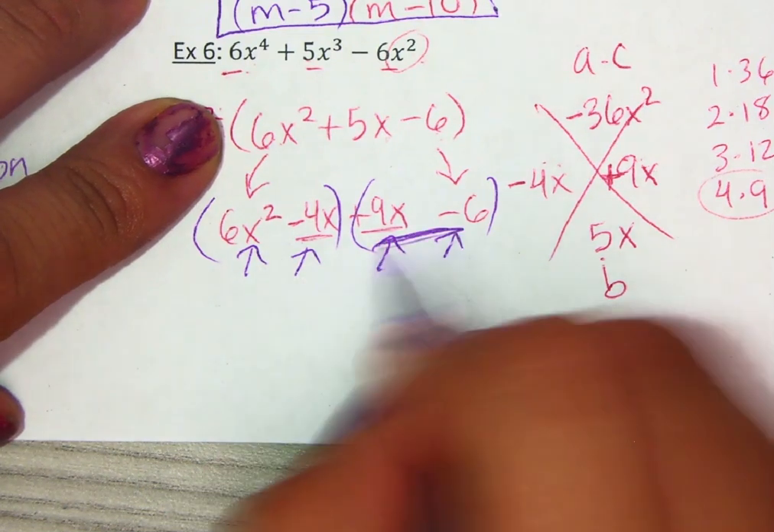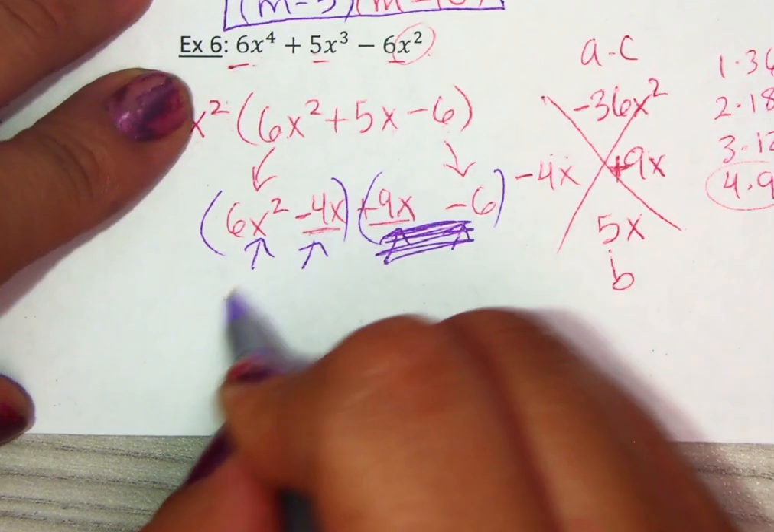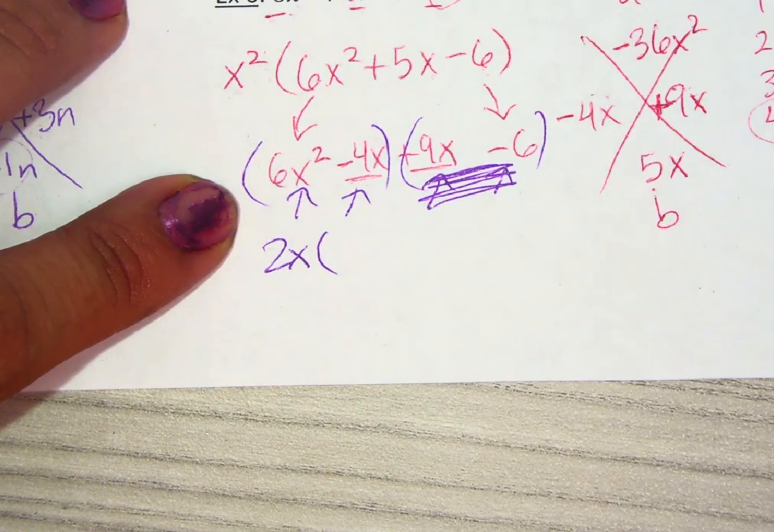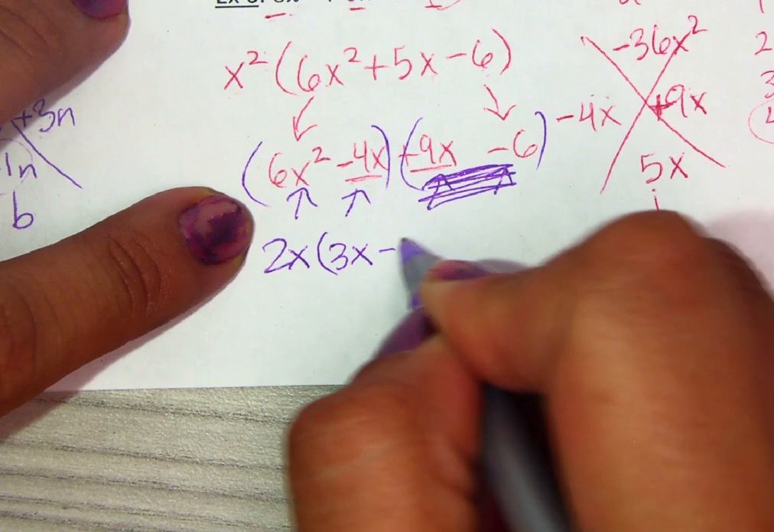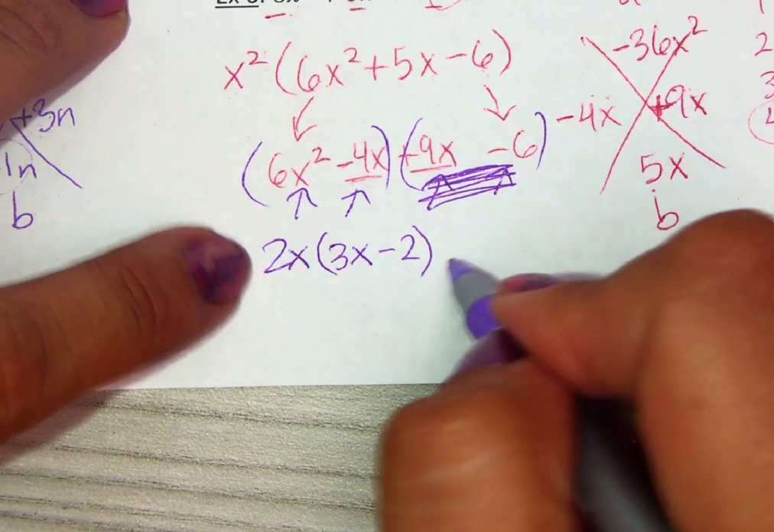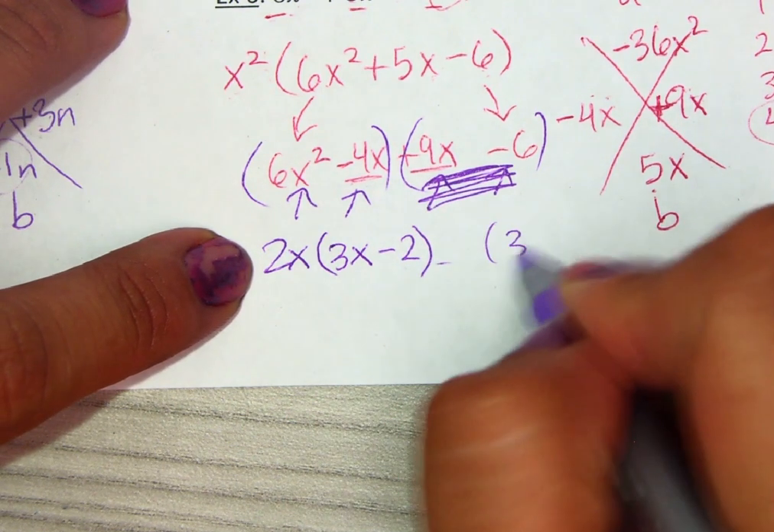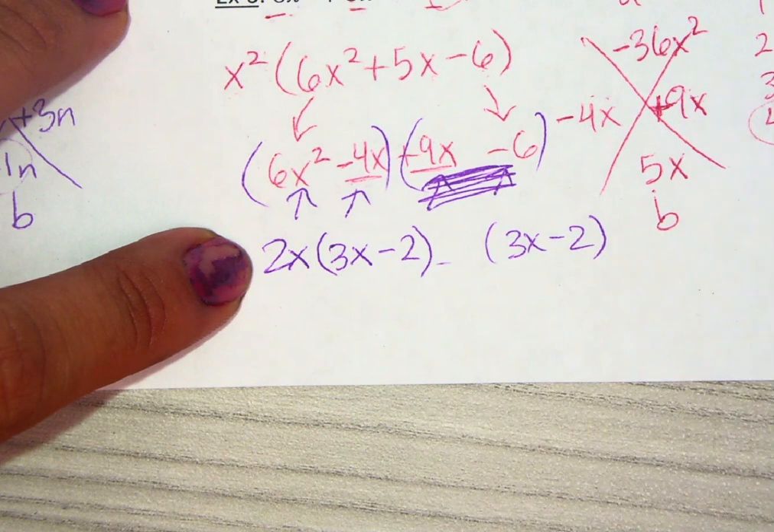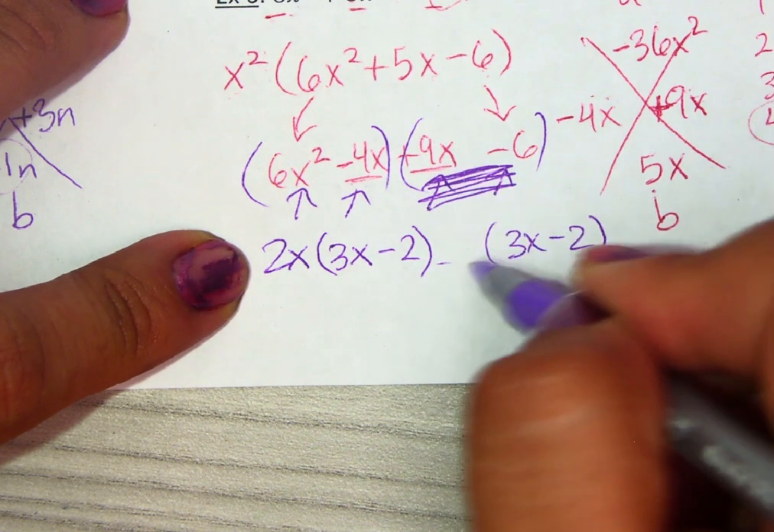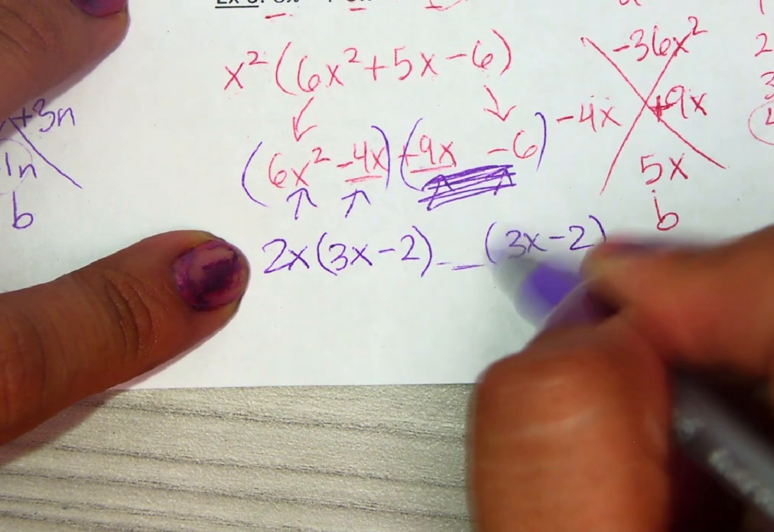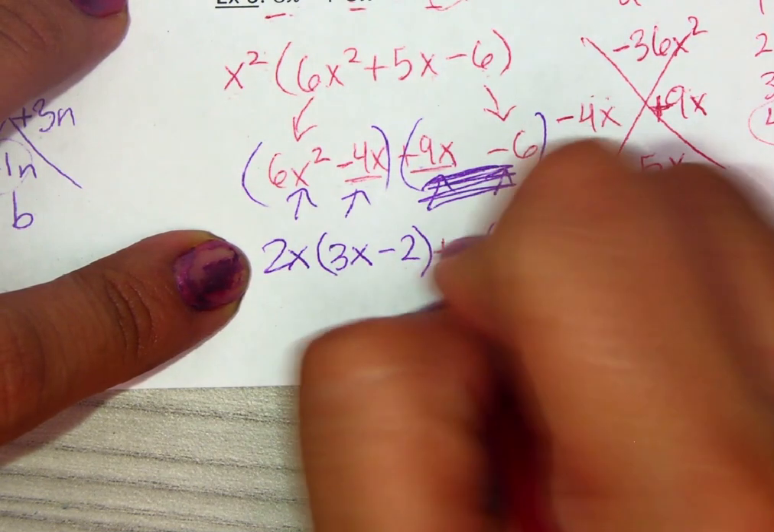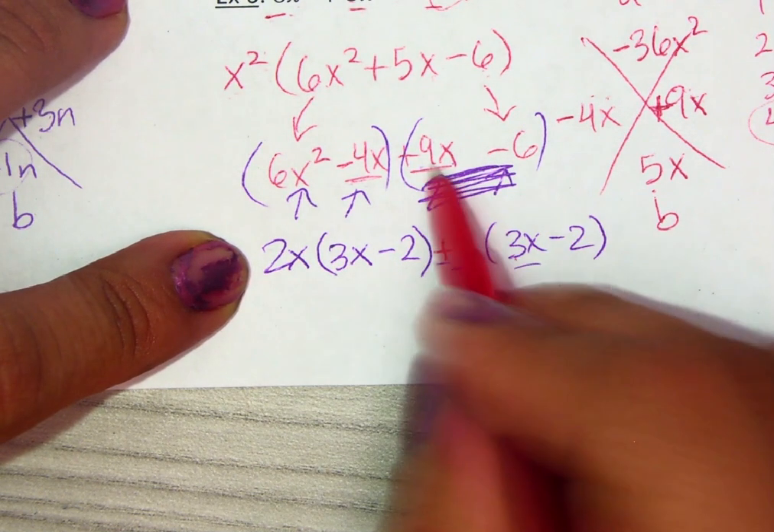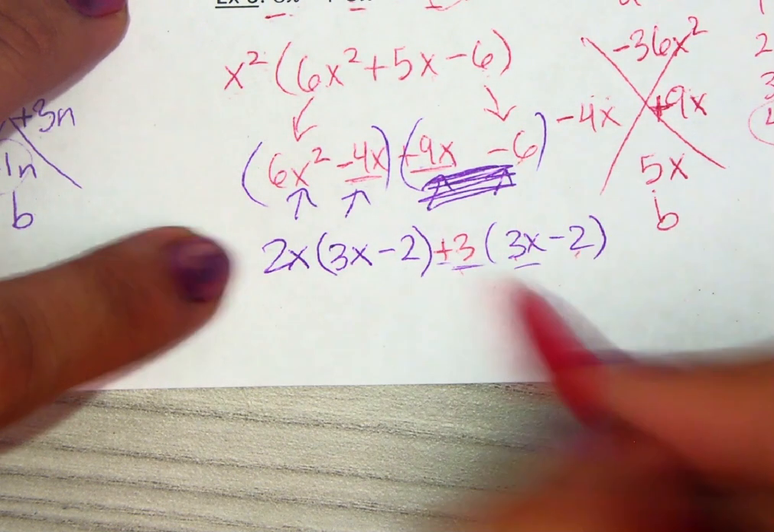These two, sorry, not here. These two have 2x in common. They both could be divisible by 2. So then we have 3x minus 2. Leave some space. 3x minus 2. And then how can we get a 9x? We have a 3x. Well, we can put a positive 3. 3 times 3 is 9, and 3 times negative 2 is negative 6.